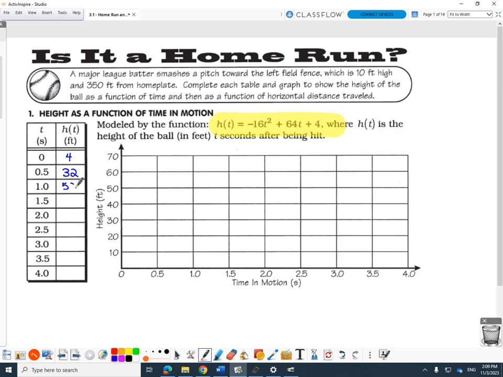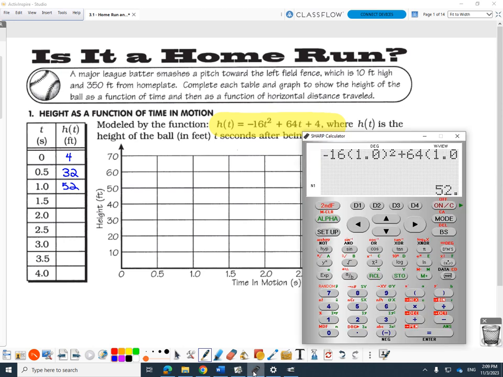Did anyone else get 52? Shamar's agreeing. Good. Next. Now it wants 1.5. This sort of gets repetitive. You arrow back over. On mine, I use backspace. Yours might be delete, D-E-L.